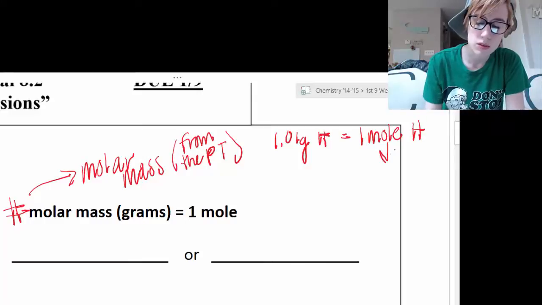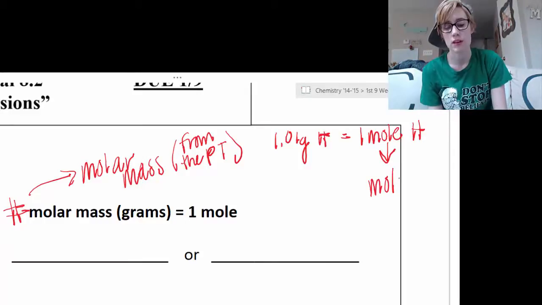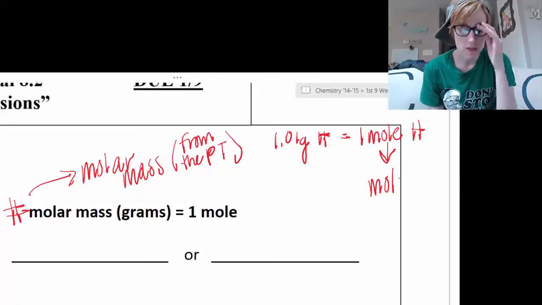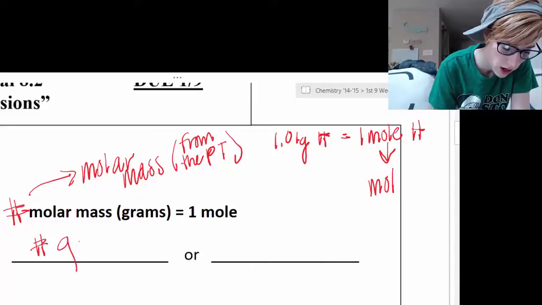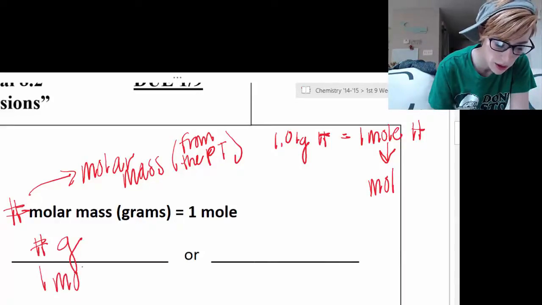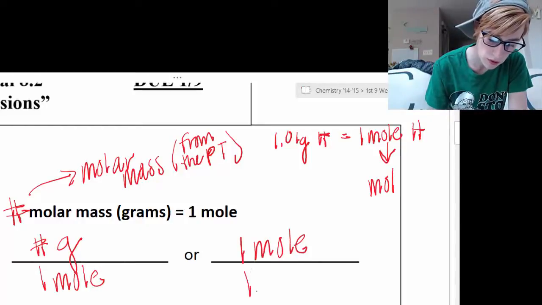By the way, you can also abbreviate mole, M-O-L, and so they just took off the E. It's weird. Anyway, moving on. So we can either set it up, we can put the molar mass on the top, so number of grams can go on the top, and 1 mole can go on the bottom, or you can flip it and you can put 1 mole on the top and number of grams on the bottom.